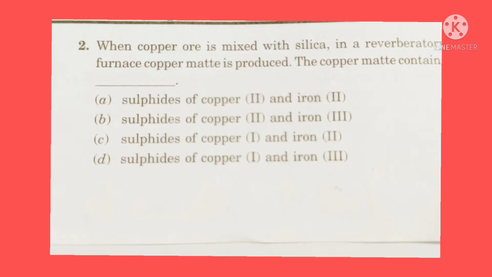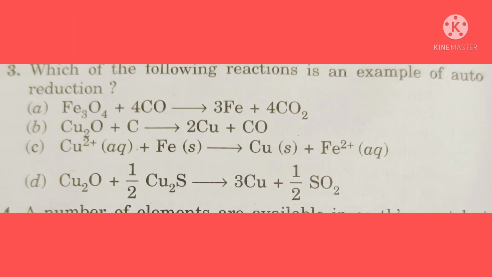When copper ore is mixed with silica in a reverberatory furnace, copper matte is produced. It contains sulfides of copper 1 and iron 2. Option C is the correct answer. Which of the following reactions is an example of auto reduction? So, cuprous oxide plus copper sulfide gives copper plus sulfur dioxide. Option D is the correct answer.